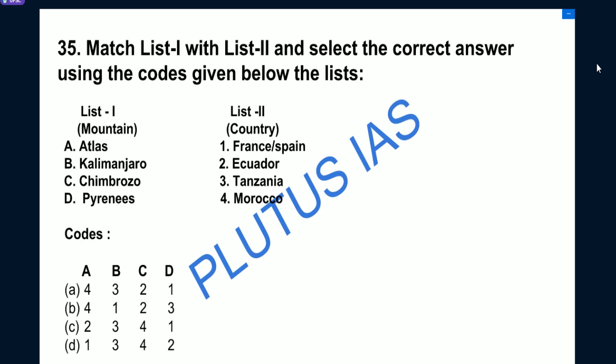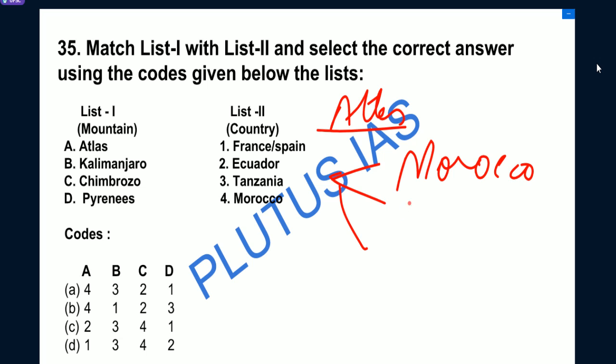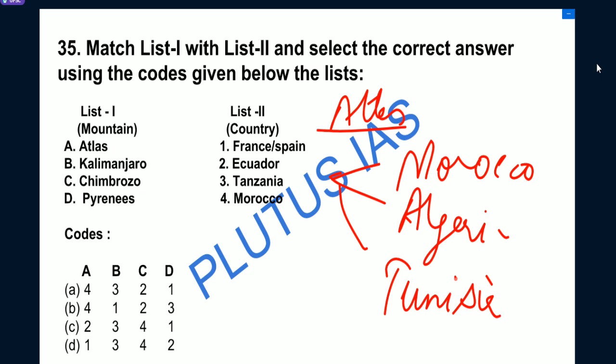So next question, match list 1 with list 2 and select the correct answer using the codes given. Now we have been given some mountains and the country. The first mountain is Atlas. Where are the Atlas mountains situated? Atlas mountains are situated basically in 3 countries. Which are those 3 countries? The 3 countries are Morocco, then Algeria and Tunisia. In these 3 countries, Atlas mountains are there.